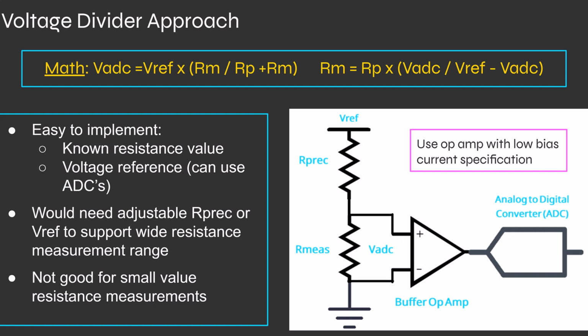If we look at the math above, we just take our voltage divider formula that a lot of people should be familiar with, where R_M is our R_meas and R_P is our R_prec. And so we flip it around, do some algebra, and we can see our R_meas equals our R_prec, which we know, times the measured voltage divided by the reference voltage minus the measured voltage, and that gives us our unknown resistance. Real straightforward, especially if you're familiar with voltage dividers already.